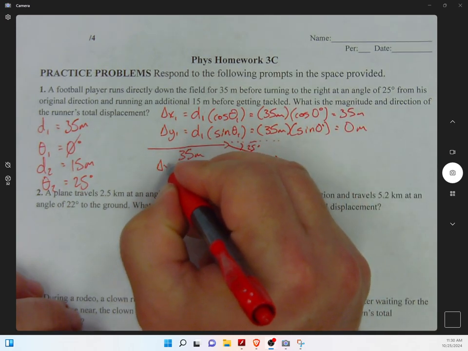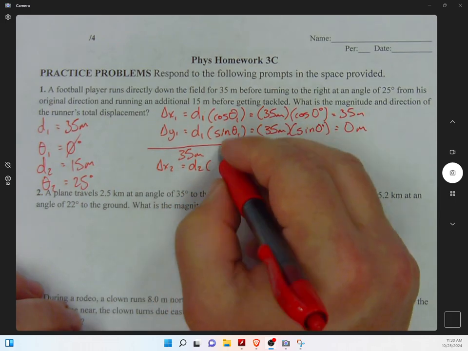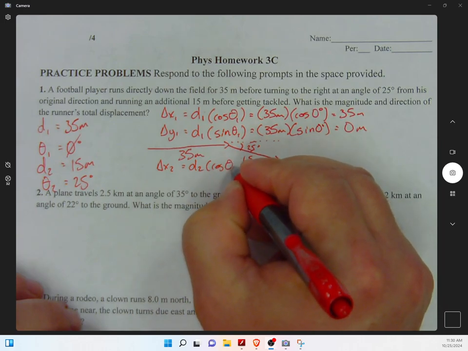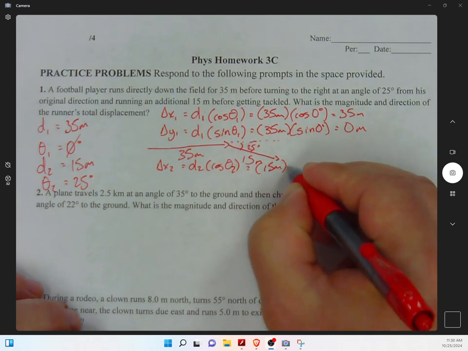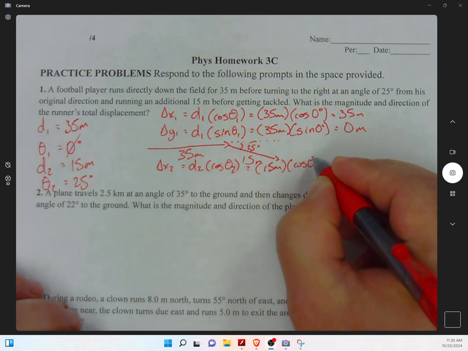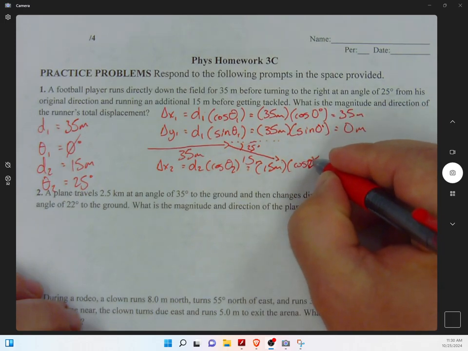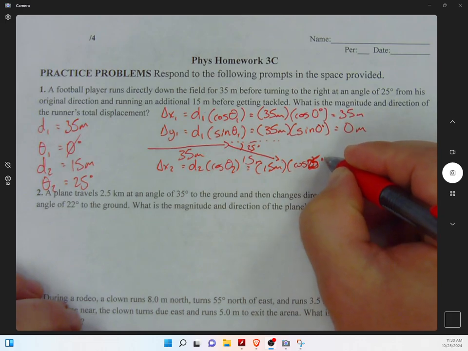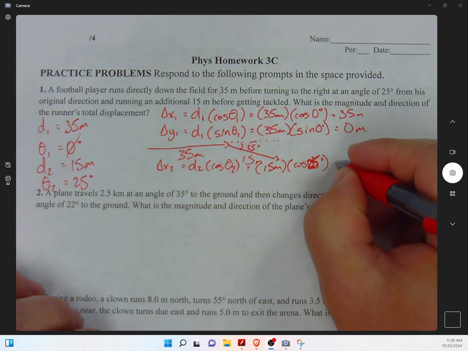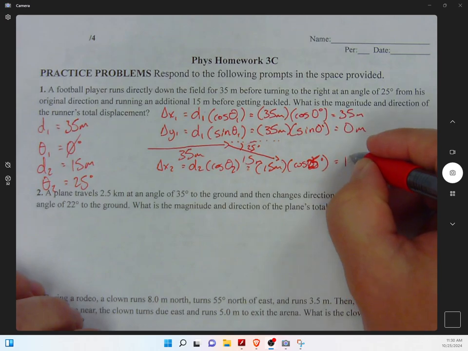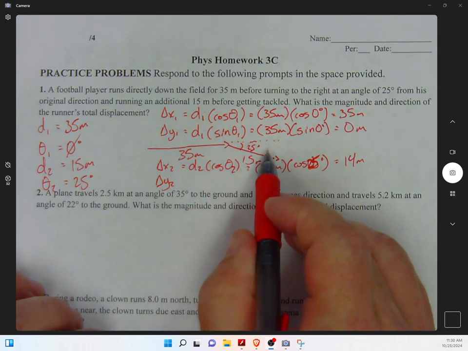So my second x component is going to be the second displacement times the cosine of the second angle, which ends up being 15 meters times the cosine of 25 degrees. And that ends up being 14 meters in the calculator. I'll do the exact same thing for the y component of the second movement.